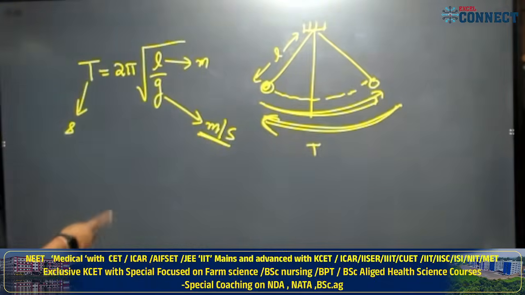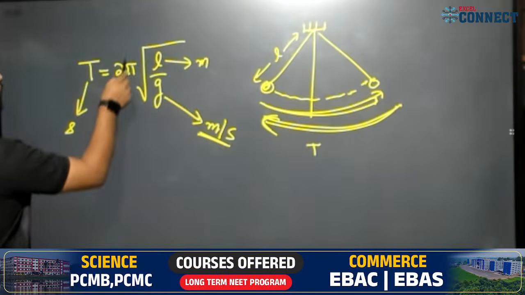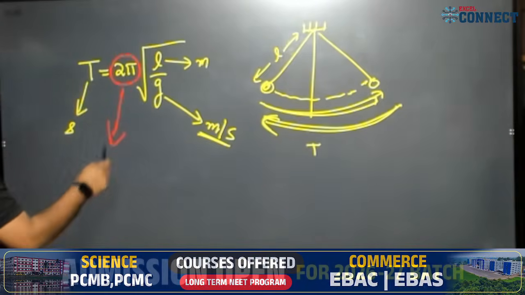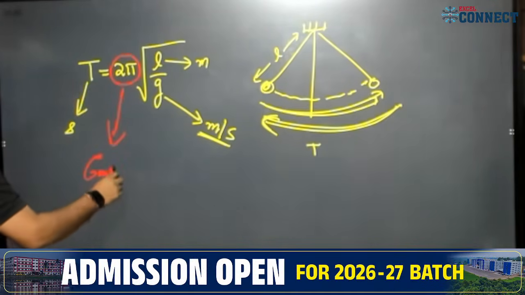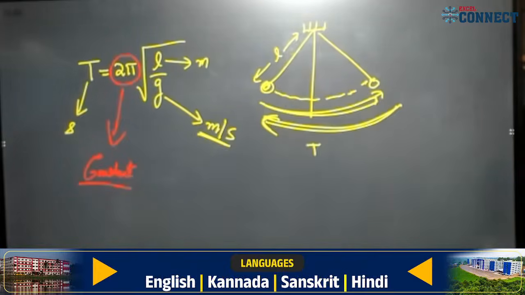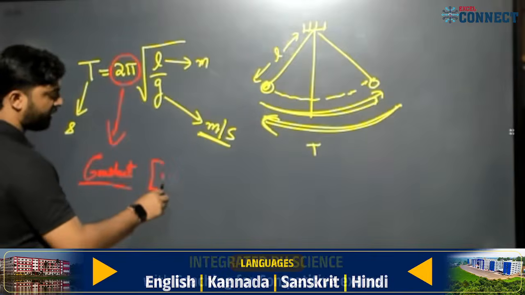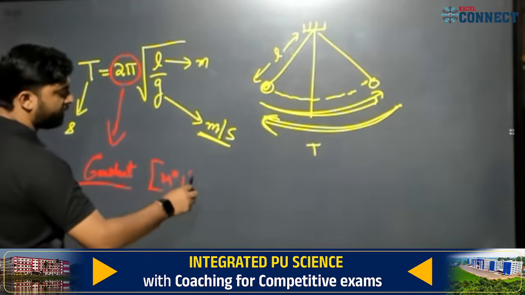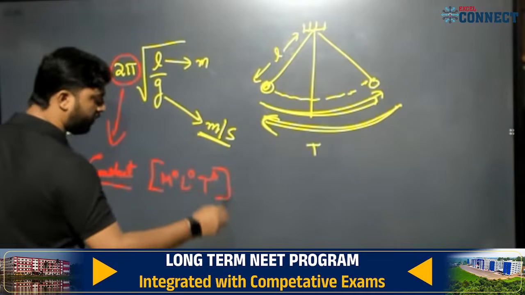Look here, we have 2 pi. 2 pi is a constant. 2 pi is constant. It is dimensionless. M0, L0, T0.